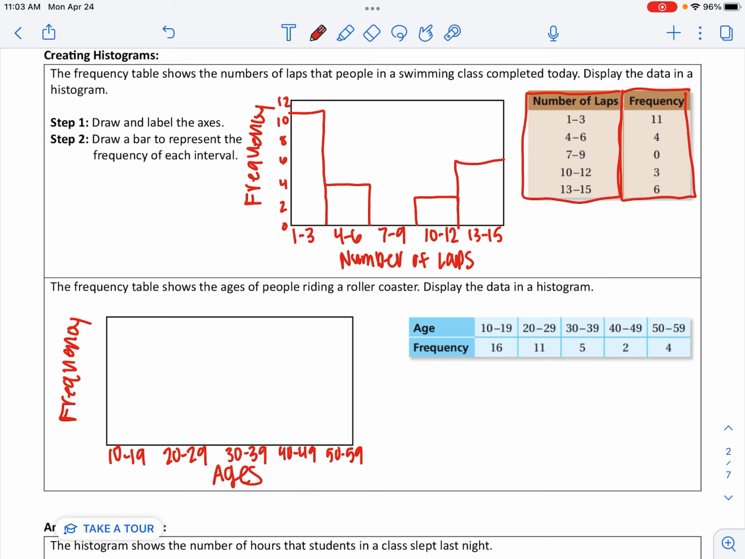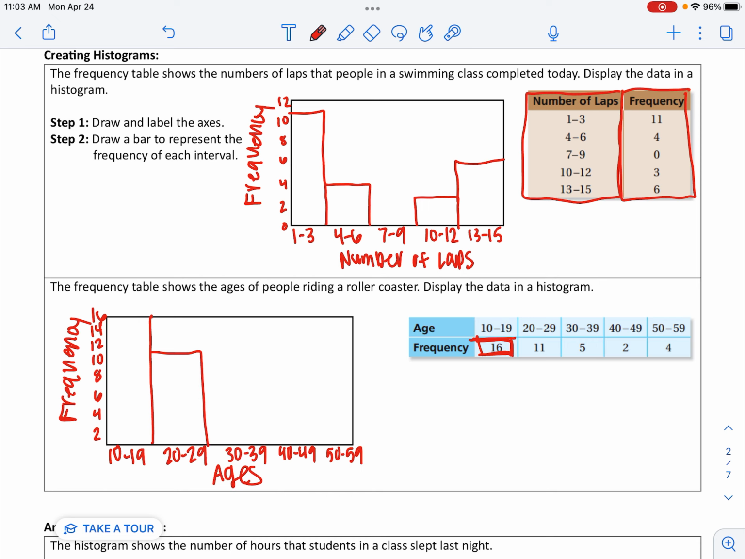This one has to go up to 16 because that's the most, that's how many people are 10 to 19. And so I'm going to go up by 2s again. So do 2, 4, 6, 8, 10, 12, 14, 16. So there were 16 people that were 10 to 19 years old. So that's going to go all the way to the top. Next, for our people that were 20 to 29 years old, there were 11 of them. So that's going to go right in between 10 and 12.